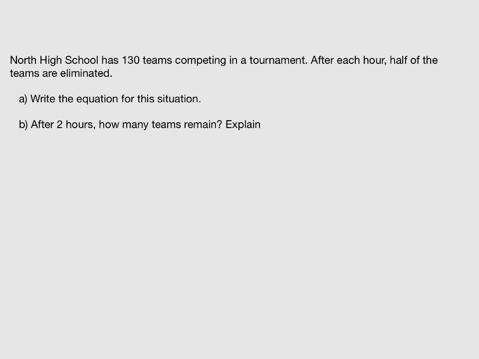Here is an in-context problem. It says North High School has 130 teams competing in a tournament. After each hour, half of the teams are eliminated, so we need to write the equation. I know 130 and half is what I'm going to use. So y equals my y-intercept, which is what I start with, so 130, times my common ratio, so each hour I am losing a half.